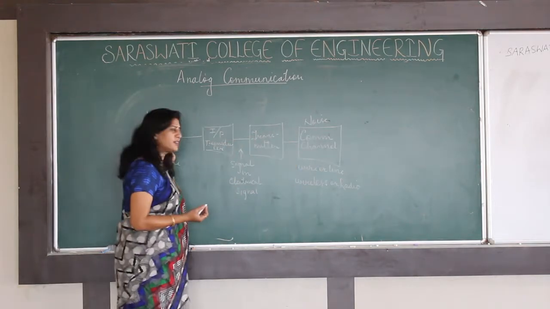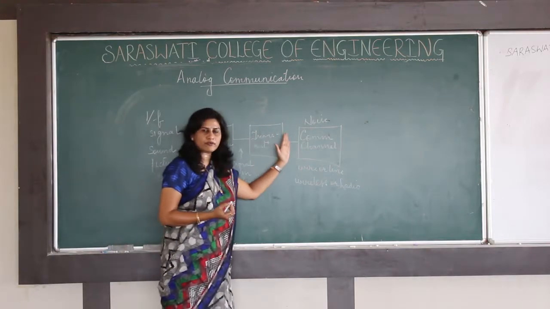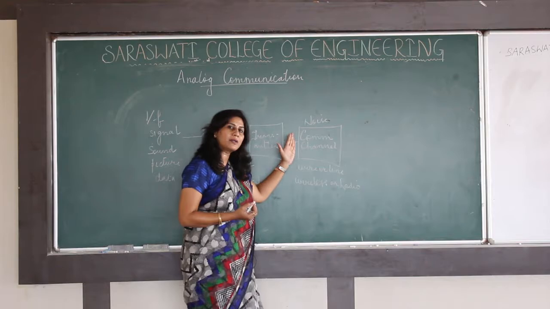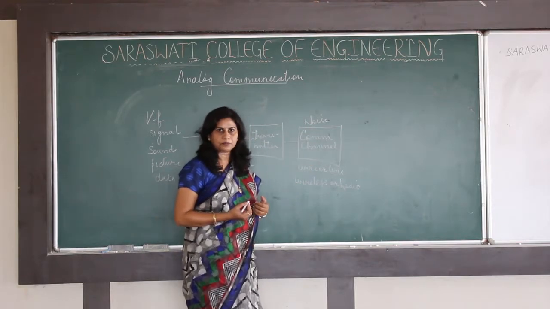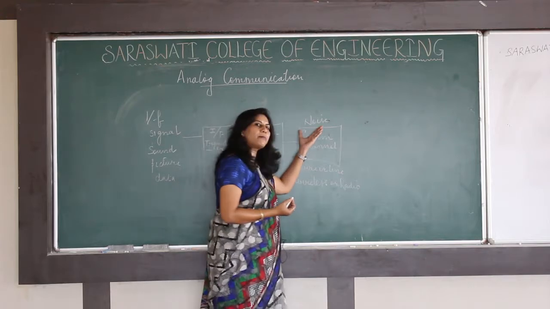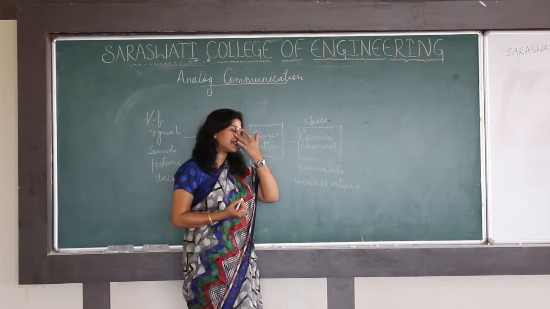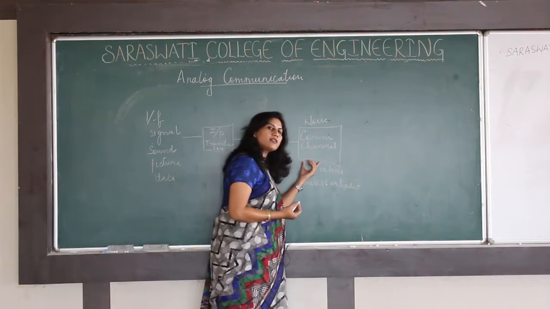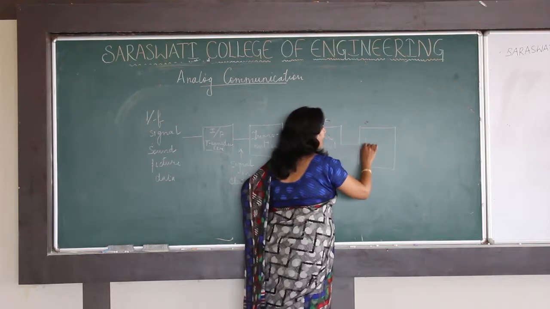It could be present in the information source itself. It could be there while your signal is being transmitted from the transmitter and so on. But mostly the effect of noise will be more in the communication channel. So our main effort over here would be to eliminate or reduce the effect of noise as much as possible. After your signal is propagated through the communication channel, the next block that we have is a receiver.